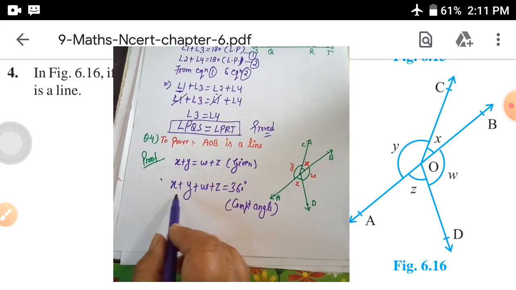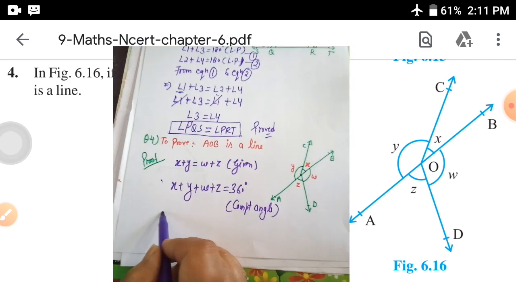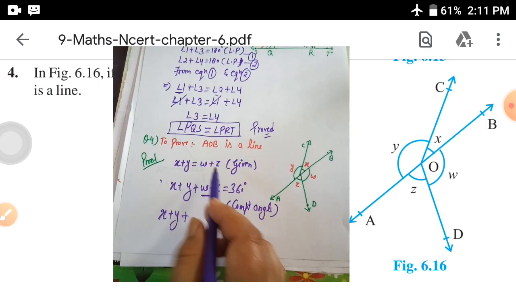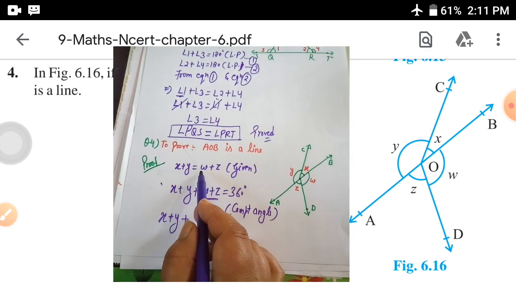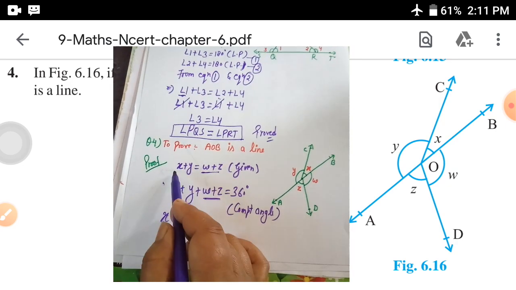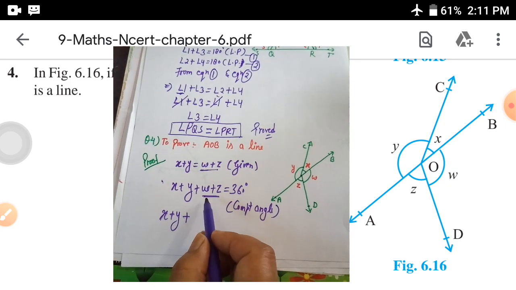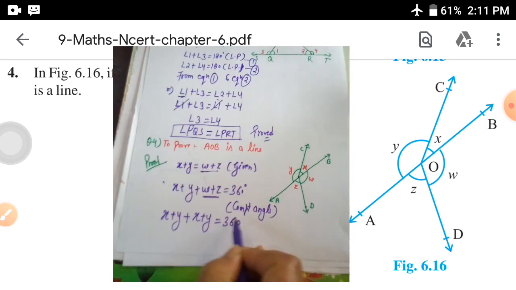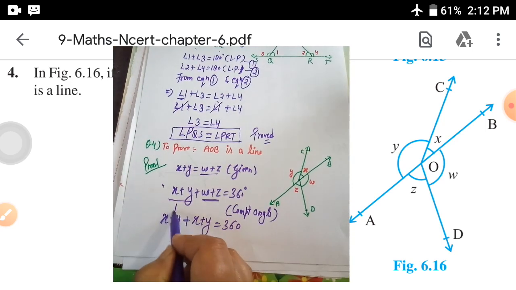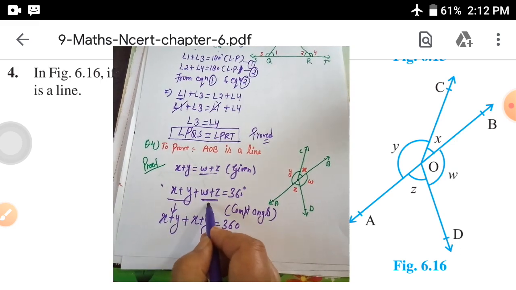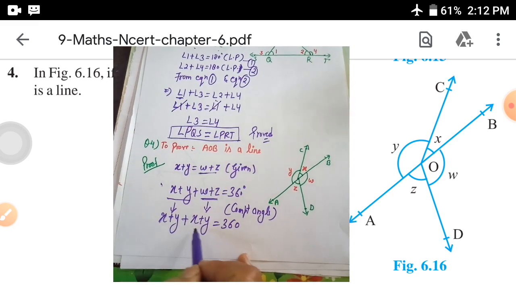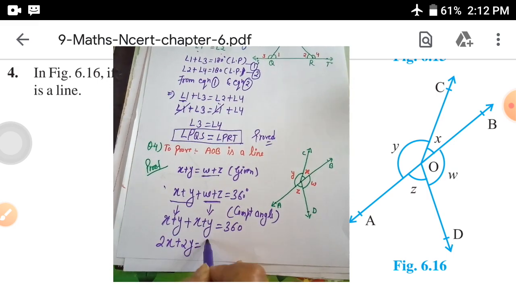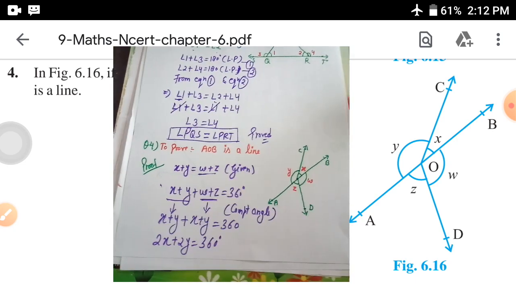In the place of x plus y, we will write x plus y, all right. But in the place of w plus z, as we can see in the question that w plus z is equal to x plus y, so in place of w plus z, we will write again x plus y, equal to 360. Now you can see that there are 2x and 2y. So 2x plus 2y is equal to 360 degrees.